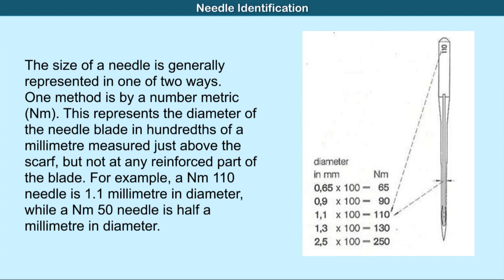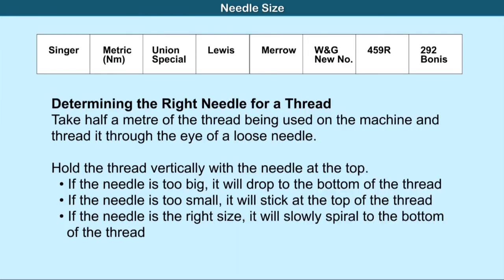The alternative standard needle sizing method is the Singer / Asia numbering system, sometimes referred to as the American system, that uses a number that represents a size. Below shows these NM and Singer comparisons along with a number of other size references.